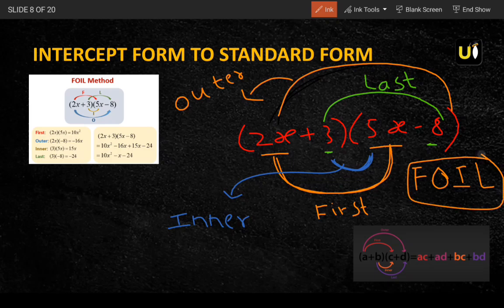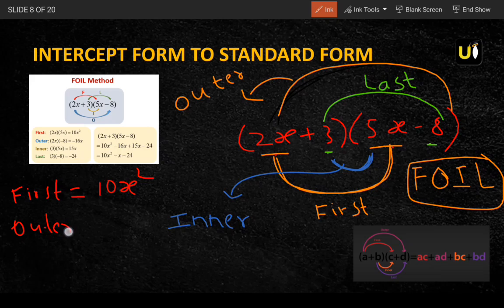The last ones are 3 into minus 8, that is minus 24. So now by adding all these, we will get 10x square minus 16x plus 15x minus 24. Simplifying this will give you 10x square minus x minus 24.